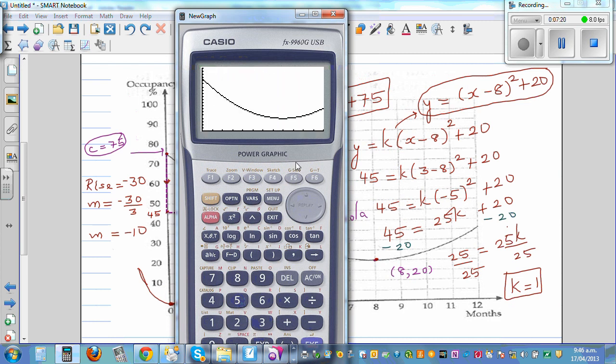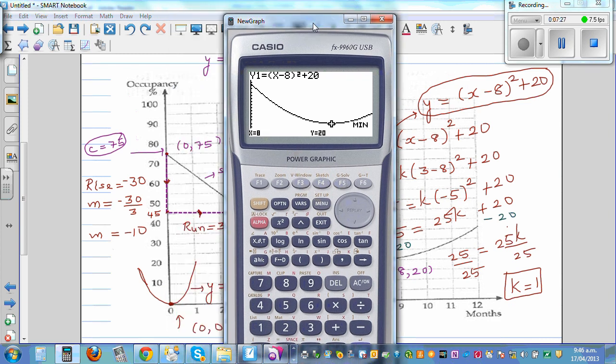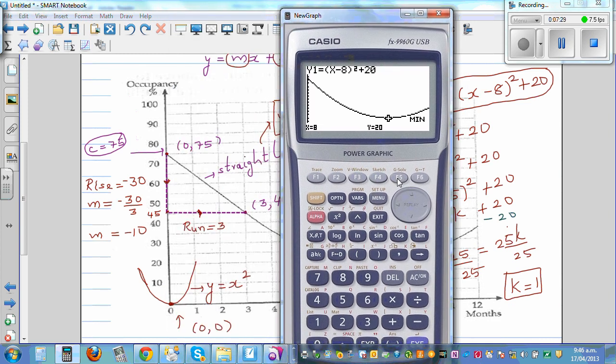So this is a parabola. G-Solve minimum gives 8, 20, and the other point was 3, 45. G-Solve y-calc when x is 3 gives 45. So till here it is a parabola, and from this point to this point, it's a straight line. This, of course, is a parabola. You can check that yourself.